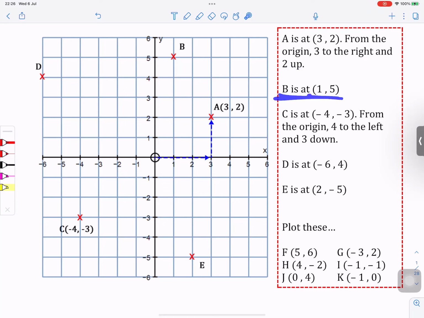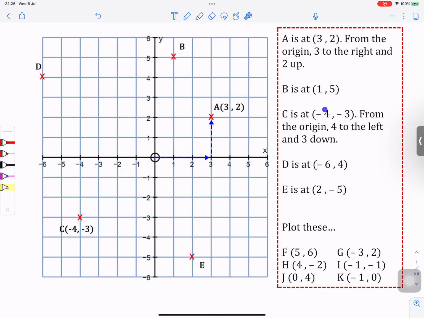B is at 1, 5. That's the point B there at the top. So 1 to the right and then 5 up. 1, 2, 3, 4, 5. So B is at 1, 5. 1 to the right and 5 up.